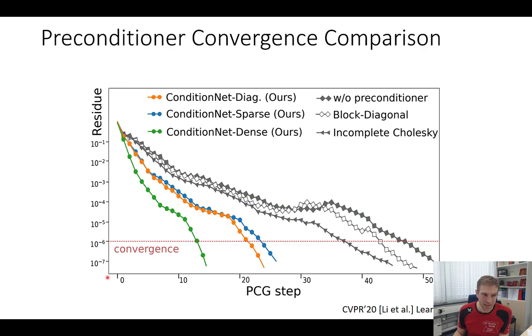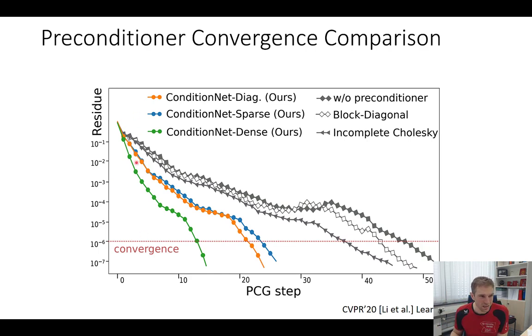And yeah, the idea here is, now, here are handcrafted preconditioners, like incomplete Cholesky, block diagonal, and without the preconditioner. So without the preconditioner, we are the slowest, meaning we need the most PCG iterations. Block diagonal is a bit better, incomplete Cholesky is again a bit better. But incomplete Cholesky is actually quite expensive to compute. So you're making a trade-off: how expensive is every iteration versus how many iterations do you need.